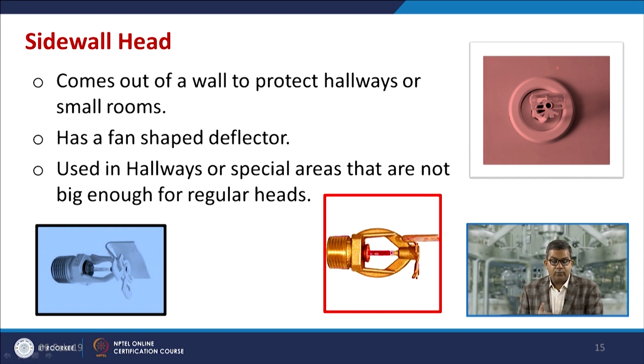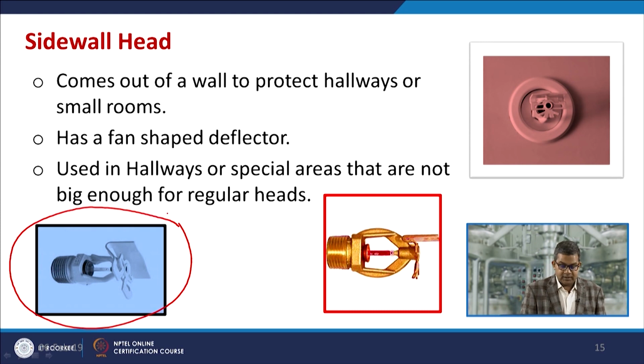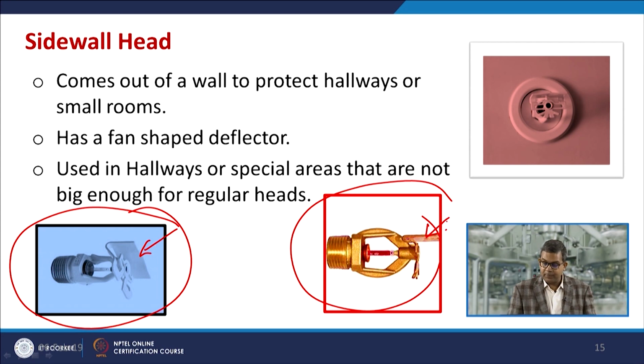There is another type of sprinkler system. They are called the sidewall head, and you can see in these figures, they are the sidewalls. Here there is a side wall or a plate situated over here. They come out of a wall to protect hallways or small rooms, or you may put them in the wall. So in case of any fire, they can extinguish that particular fire, and have a fan shaped deflector like this, used in hallways or special areas that are not big enough for the regular heads.